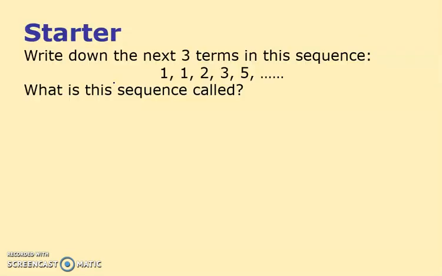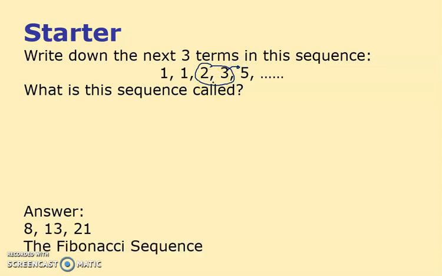But nevertheless, this is the one I was talking about, 1, 1, 2, 3, 5, and now we've seen it. The next ones would be 8, 13, 21. As I say, what you do is you add two terms to get the next term. This is the Fibonacci sequence, of course.